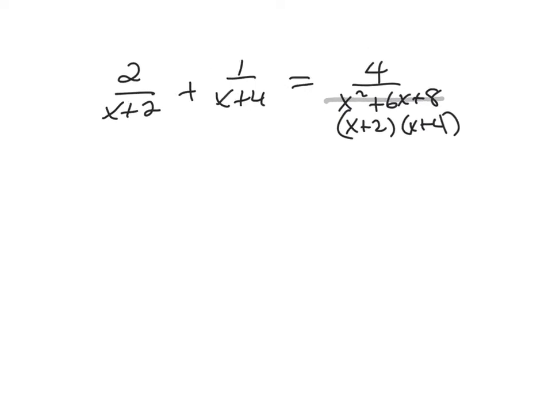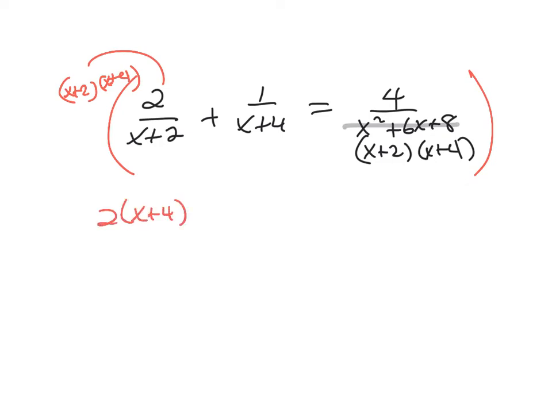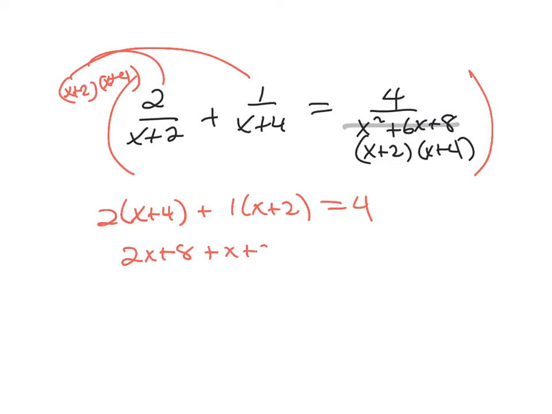So I'm going to now multiply my entire equation by the common denominator, and that's going to be x plus 2 times x plus 4. When I distribute it to the first fraction, it is missing the x plus 4. The second fraction is missing the x plus 2. The last fraction has everything it needs. I'm now going to distribute to get 2x plus 8 plus x plus 2 equals 4.